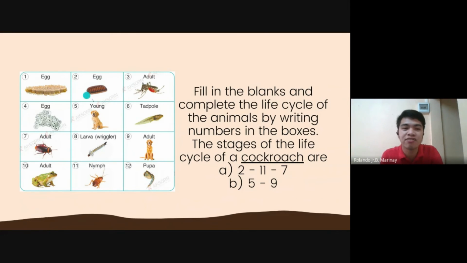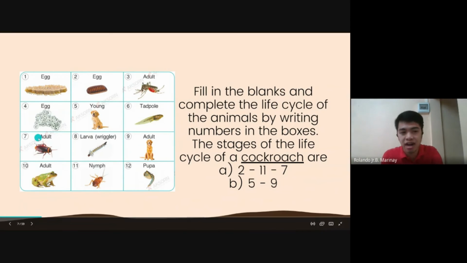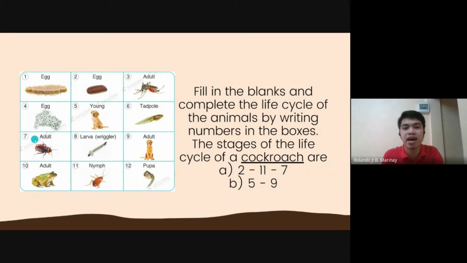This is the egg of the cockroach, and this is called the nymph. This is the baby cockroach. It's called nymph. And then we have the adult. This is how the adult cockroach looks like.